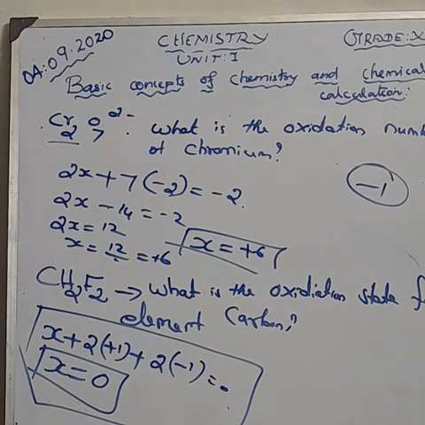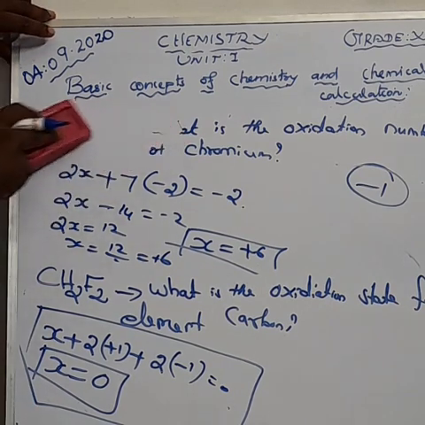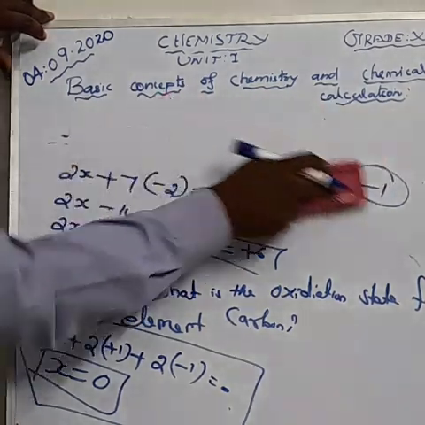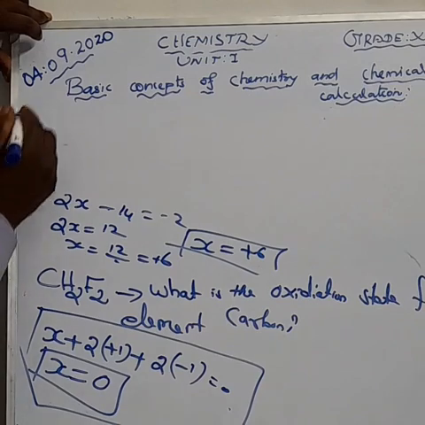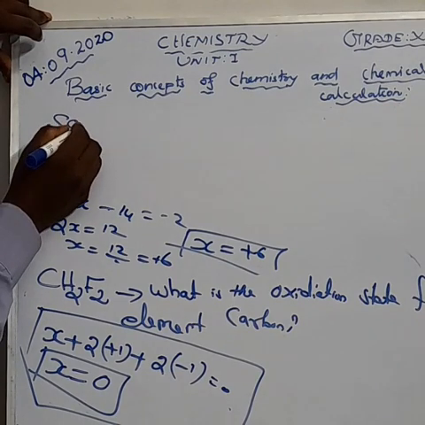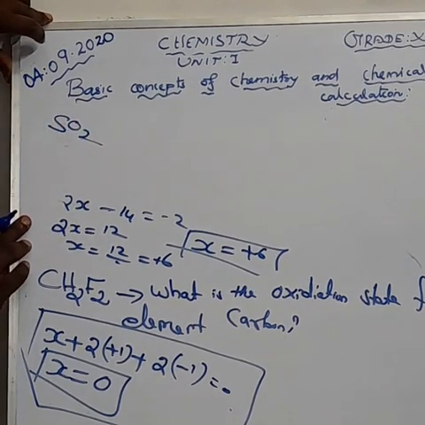Next one, this is also a very important question. What is the oxidation state for sulfur dioxide? Sulfur dioxide compound, the formula is SO2.